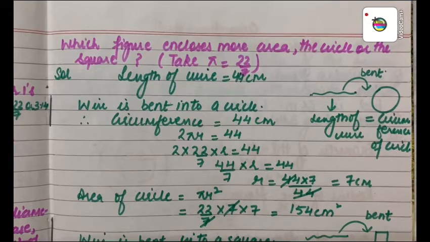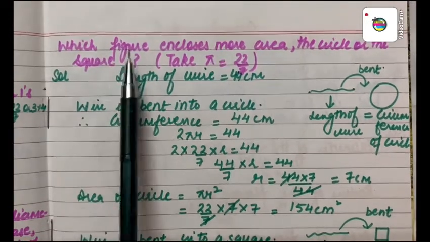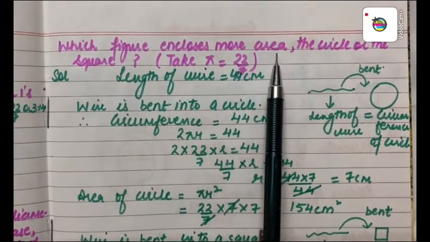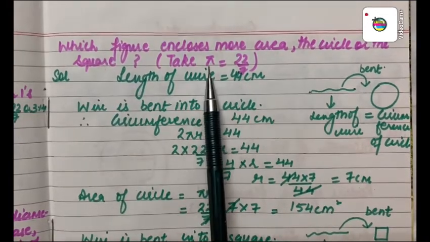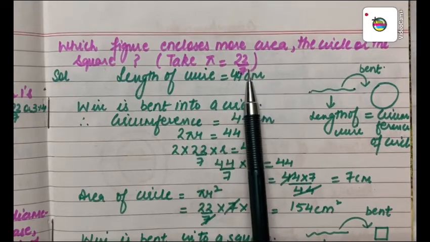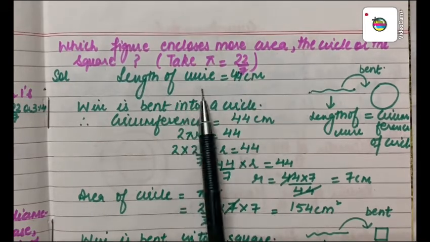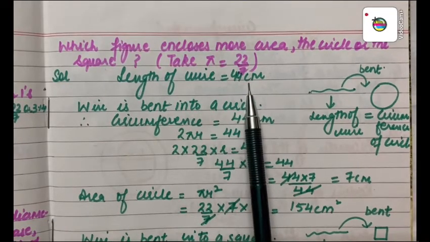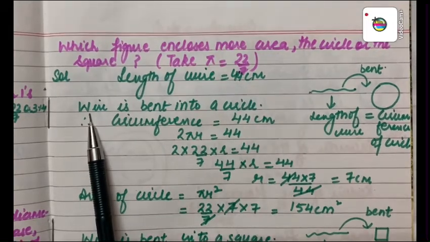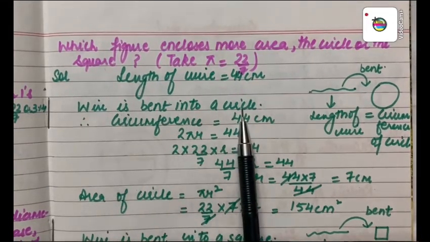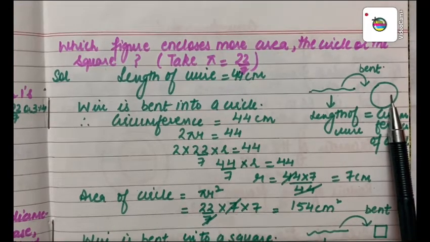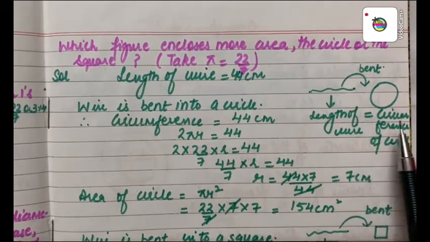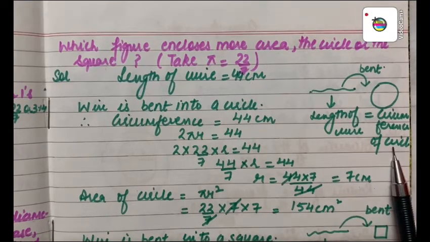So children, next part of the question is, which figure encloses more area, the circle or the square? And the value of pi we have to take here is 22 upon 7. So length of the wire is 44 centimeter. Situation number 1 is the wire is bent into a circle. That means we have to bend that wire into a circle. It means the length of the wire is equal to the circumference of the circle here.